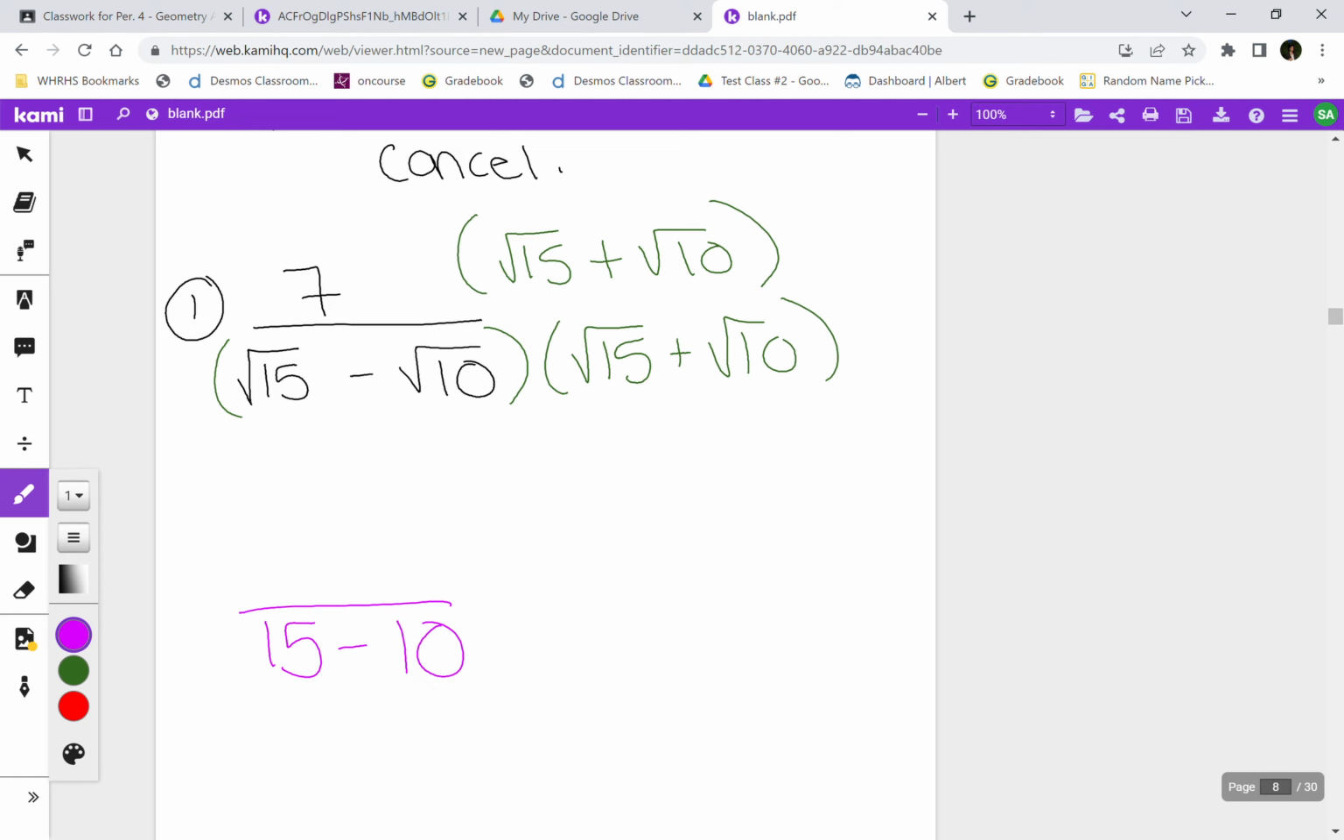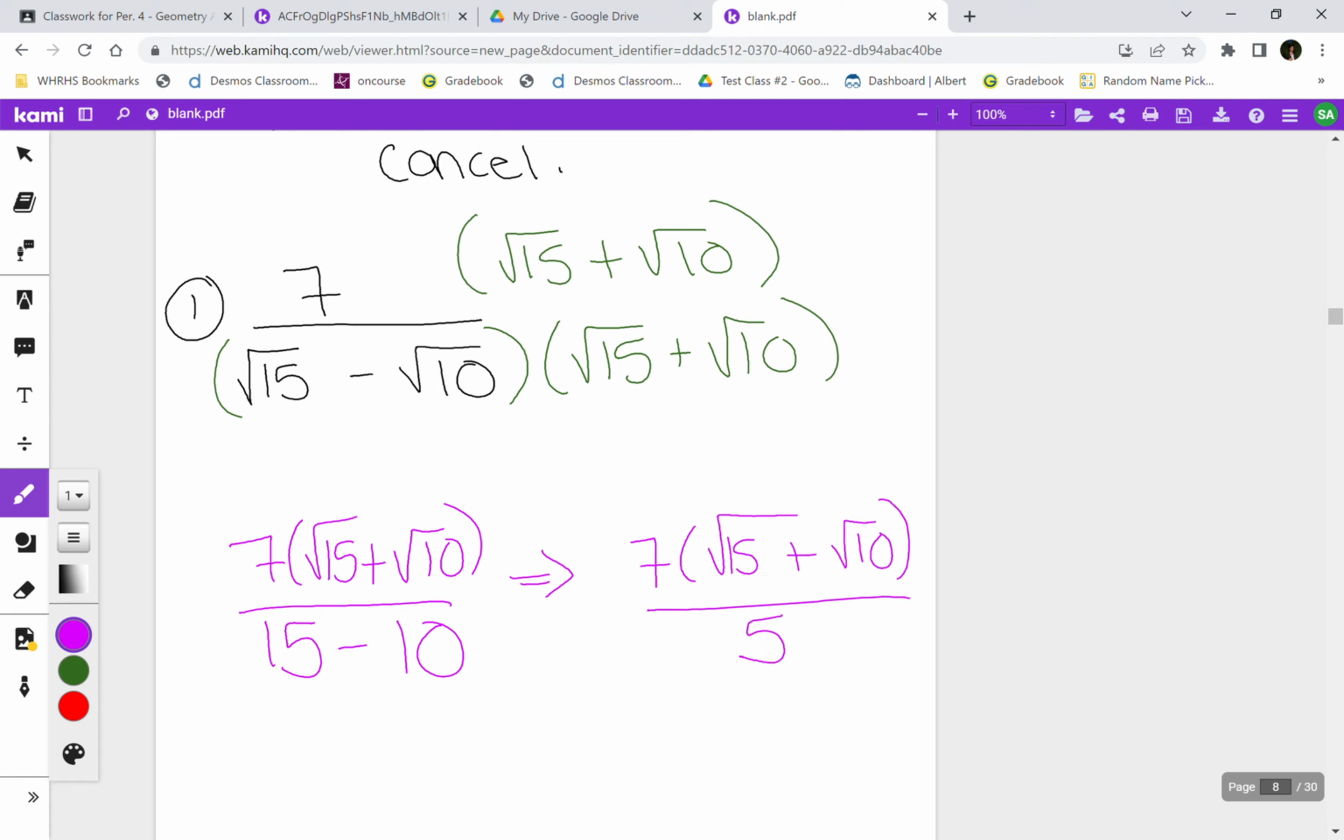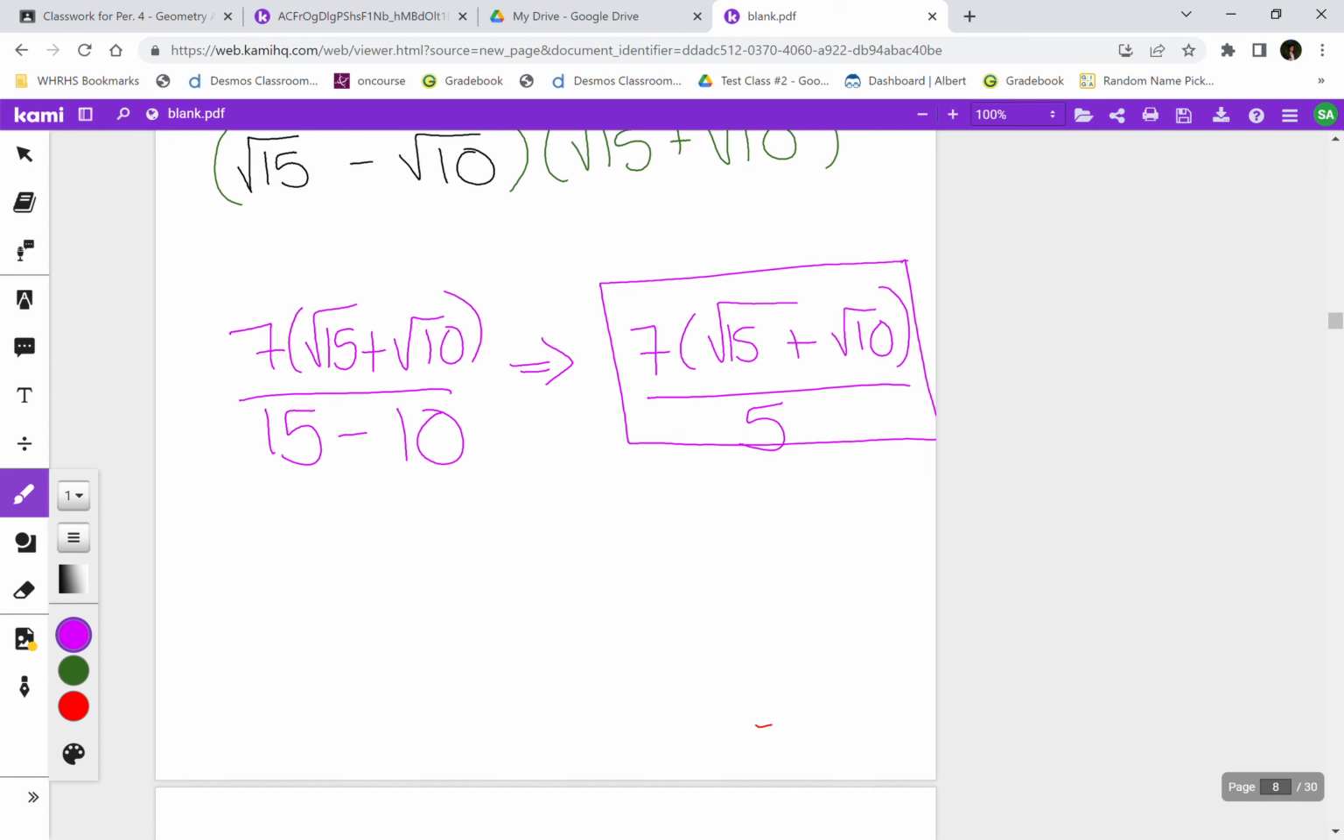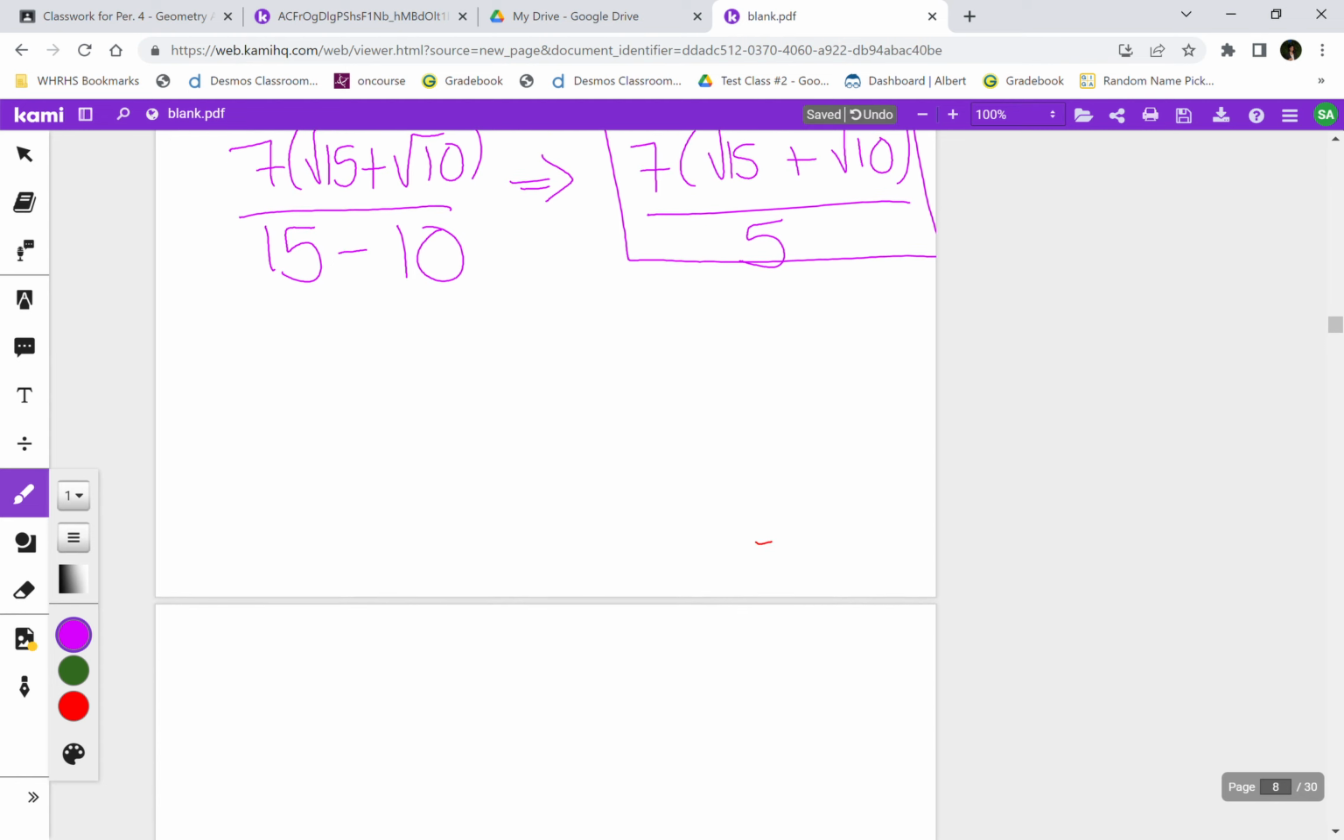So then we're going to have 7 times the root of 15 plus the root of 10. This is going to give us 7 times root 15 plus root 10 all over 5. If you want to distribute in that 7, can you? Yes. If you want to leave it out like that, can you? Yes. It doesn't matter. All right, ready for another one?